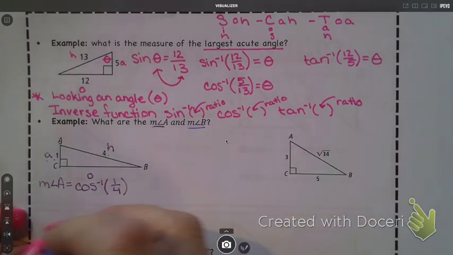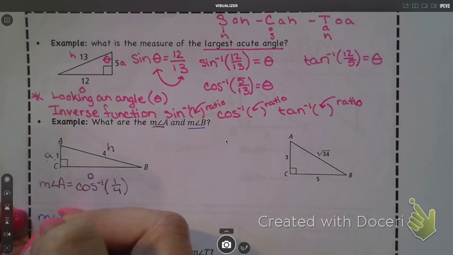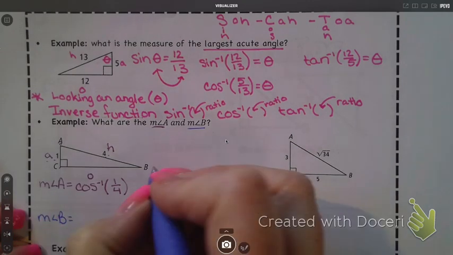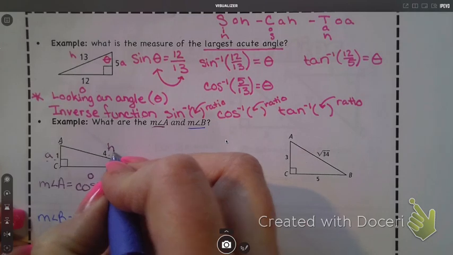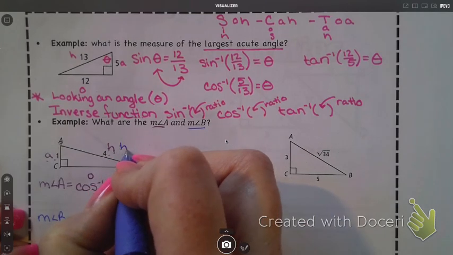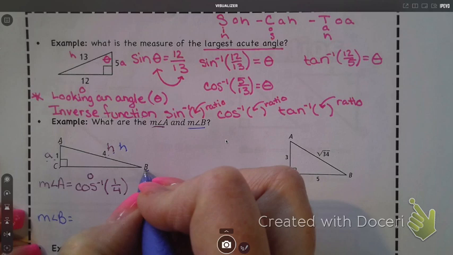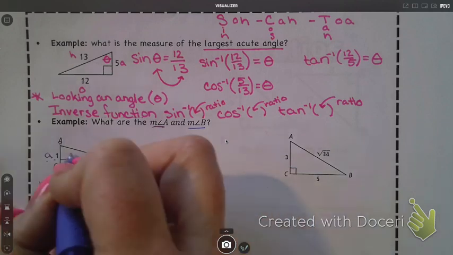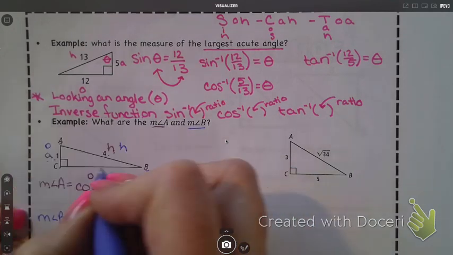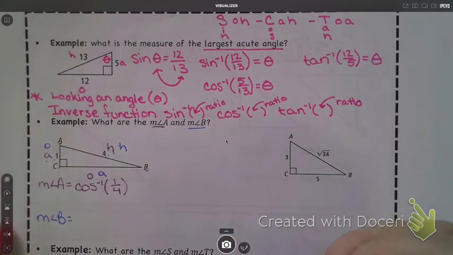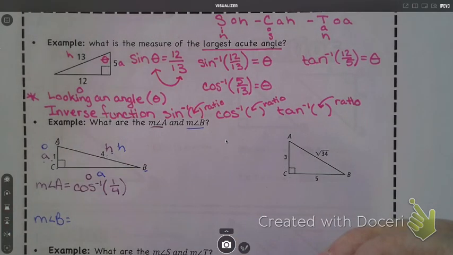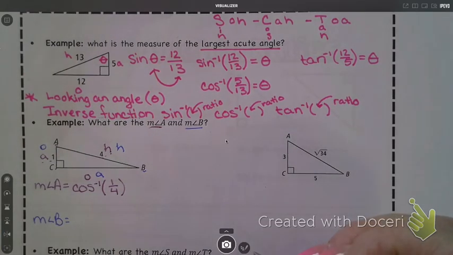Okay? So now I want angle B. So the measure of angle B. Well, here's B. The hypotenuse is still the hypotenuse, correct? So I'm going to color it in blue. But where's the opposite now? 1. And the adjacent is down there. Now, in your worksheet, I'm not asking you to find both angles, okay? I'm just asking you to find one so you won't have to do two different colors or anything like that.